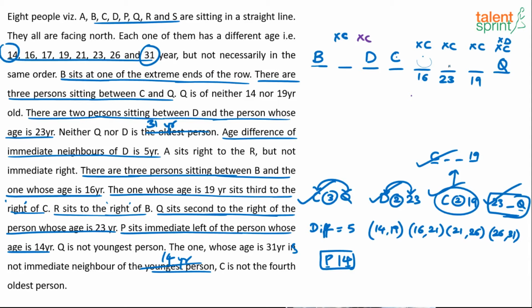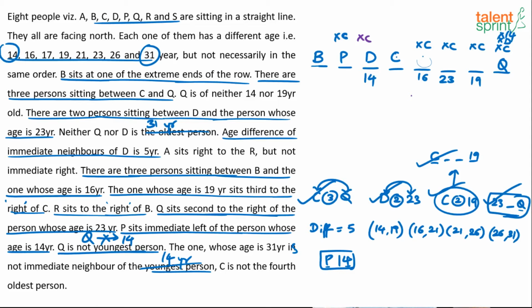Can P come here in this position? No. If P is here, then this should be 14. Not possible. Can P come here? If P comes here, then this should be 14. But is Q being 14 years possible? No, I think somewhere it was given that Q is not the youngest person. Youngest is 14. Q cannot be 14. Remember, this cannot be 14. If this cannot be 14, P cannot come here. So these 3 positions cannot be occupied by P. Right? Hence P has to come here and then D becomes 14 years old.